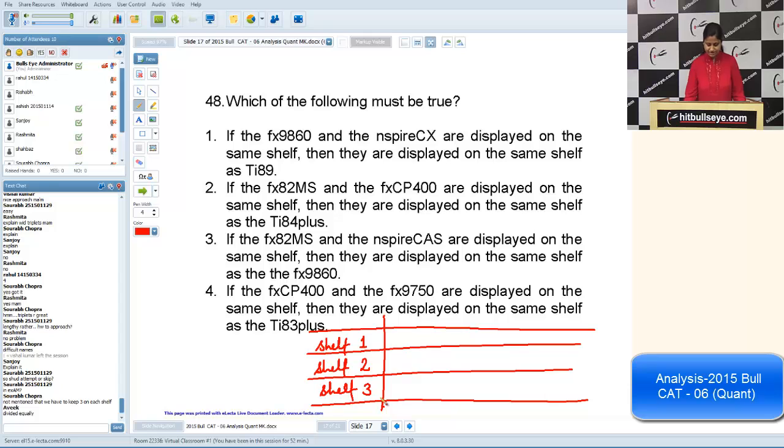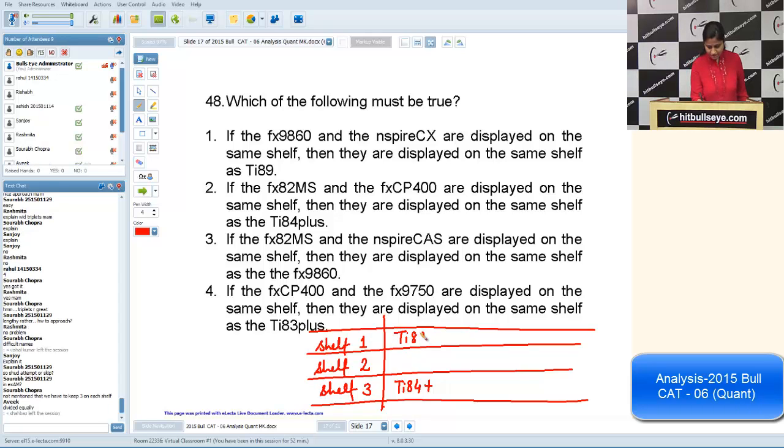First of all, I'm taking the direct information. The TI-84 Plus must be displayed on shelf 3. And there is a direct statement, TI-89 must be displayed on shelf 1. You have the PDF copy with you, so it's better you go by the directions. Now, at least one calculator on each shelf must be a Casio model. The Casio FX9860 must be displayed on a shelf along with 2 models from Texas Instrument. I cannot make anything from this statement as well.